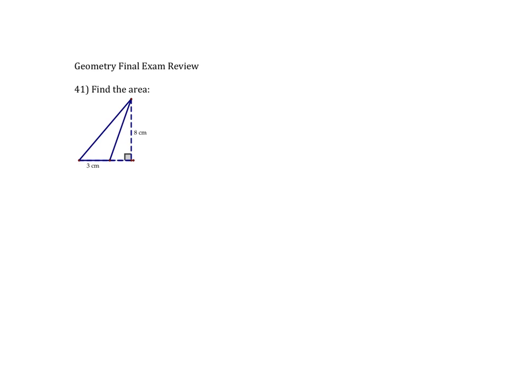In question number 41, we're asked to find the area of the triangle. The formula for area of a triangle is 1/2 times the base times the height. Remember that the height has to be drawn perpendicular to the base. So the base of this triangle is 3 centimeters, and because it's an obtuse triangle, the height is marked outside of the triangle and is 8 centimeters long.